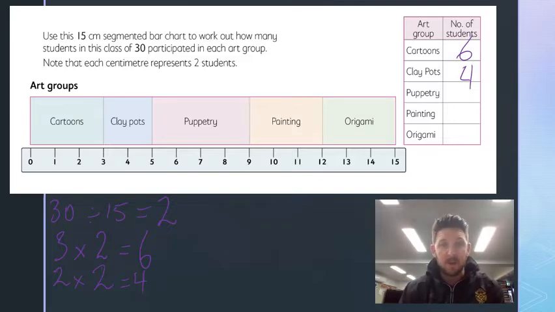Okay, let's have a quick look at puppetry. We can see that there are 4 centimeters. We'd multiply it by 2. That means there must be 8 students who like puppetry. We know that painting is 3 times 2, which is 6, and origami is 3 times 2, which is 6.